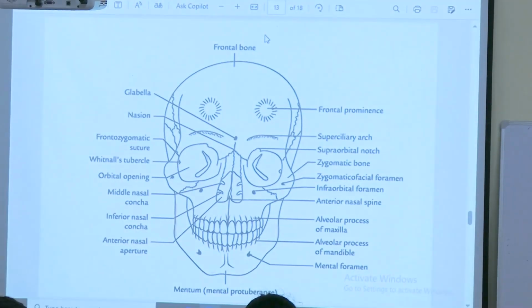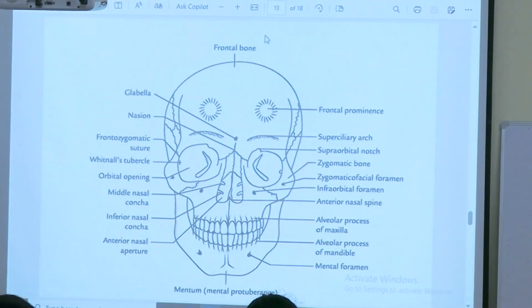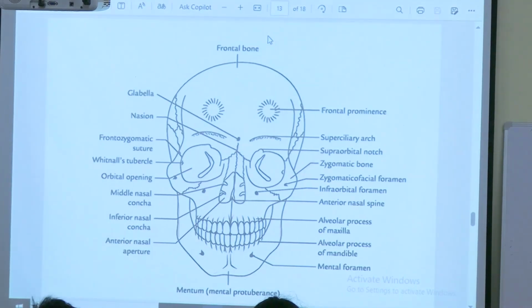Now this is the norma frontalis. Here you will appreciate the frontal prominences and superciliary arch and the several bones of your face. Okay, basically the frontal prominence is very much important. So glabella is this part, nasion, glabella, everything is present in this location. So these are certain anatomical surface markings from where we measure various things.